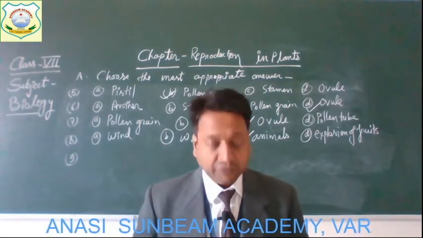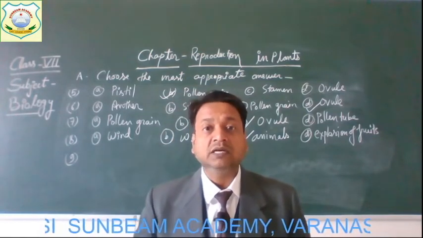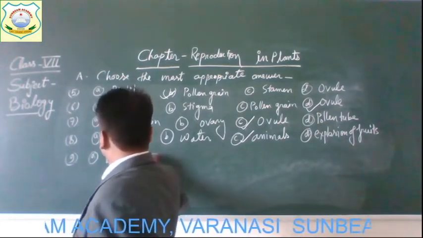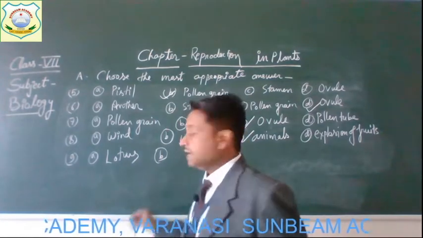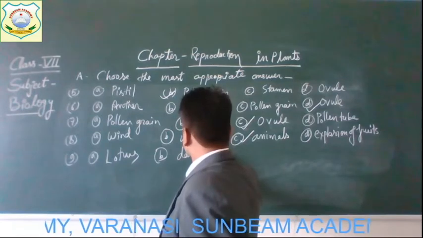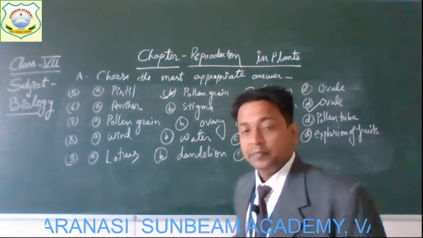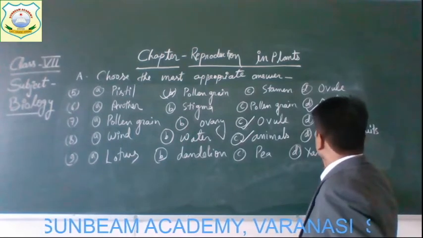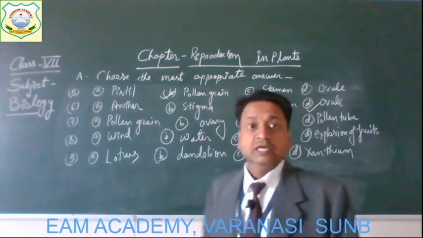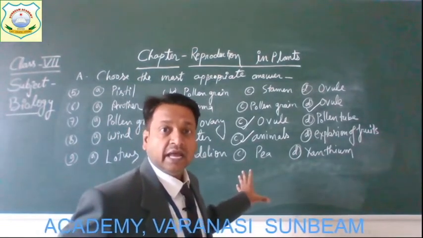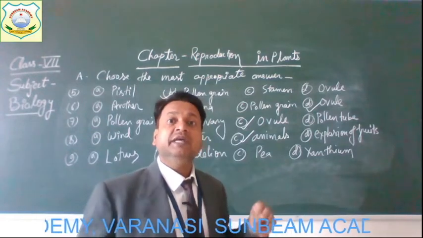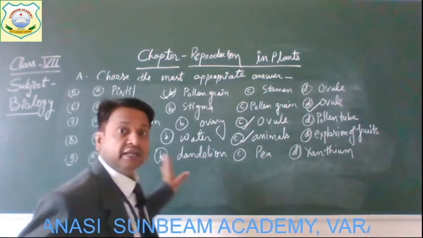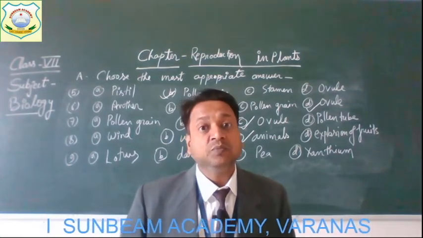And the question is, which of the following is dispersed by water? Option A, lotus, B, dandelion, C, pea, and D is xanthium. Okay, so these are four different kinds of plants, and here you have to find out which is dispersed by water. So children, as you know, the lotus is an aquatic plant, and its seeds are dispersed by water.